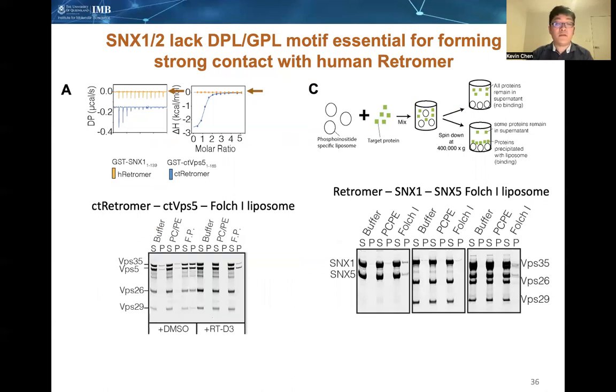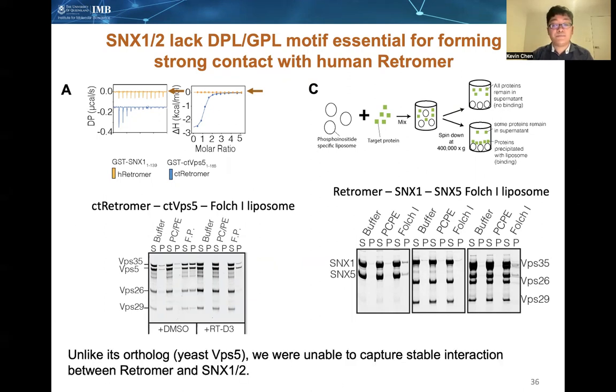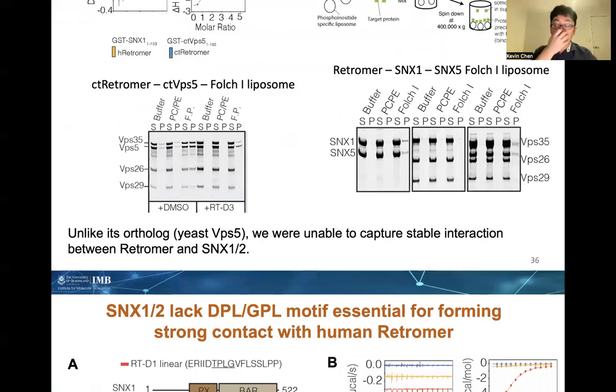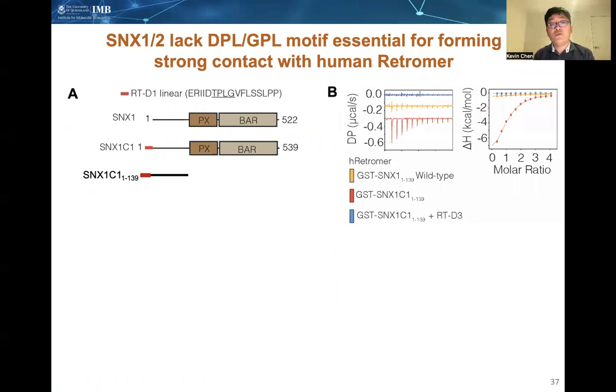In parallel, we can see the yeast retromer and VPS5 pair pretty well, and we just never get a pulldown with the retromer, SNX1 and SNX5 liposome. So in the presence of membrane, it does not help in this case. So it is another state of interaction, and it makes structural study very challenging.